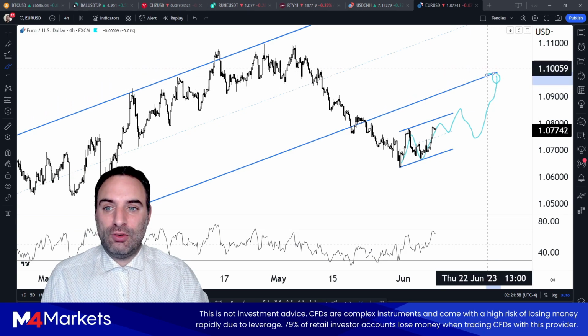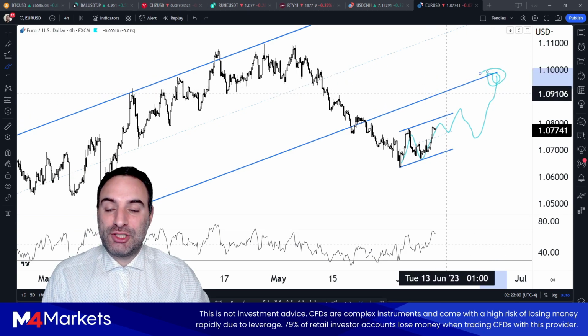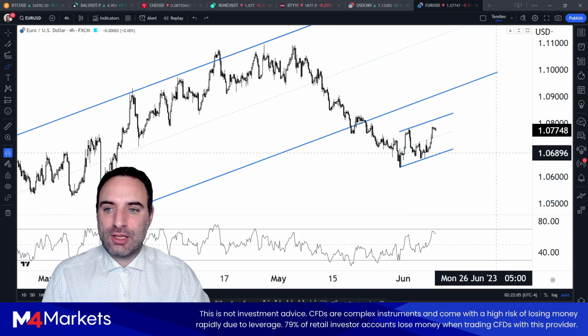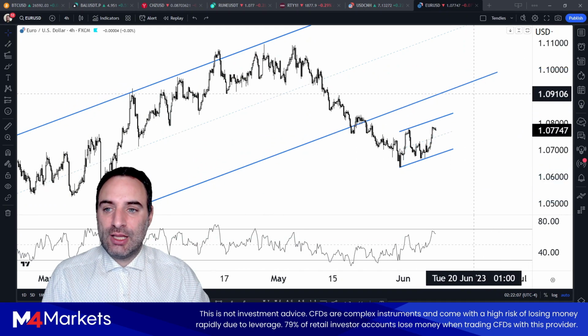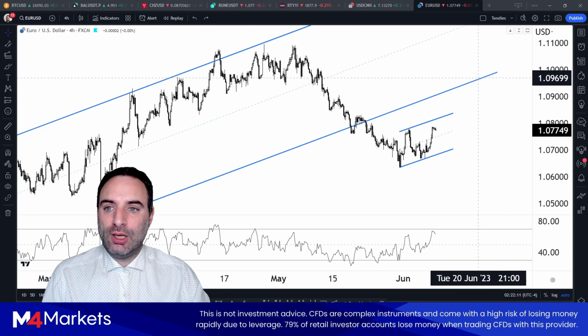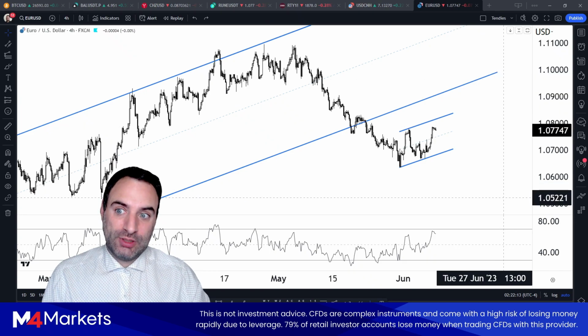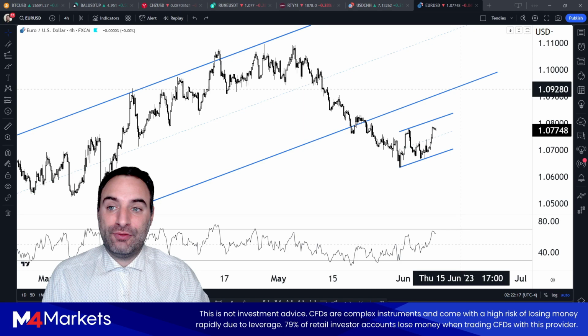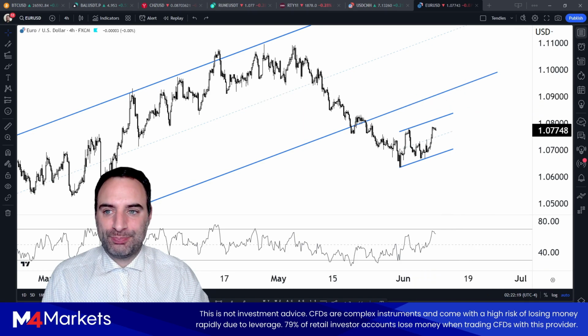And then from there, of course, if we get that rejection at the bottom of the channel, we can start looking for signals that might indicate or suggest that there is, of course, a potential reversal to the downside. Of course, that is after we go and correct to that channel top, if we go up as high.